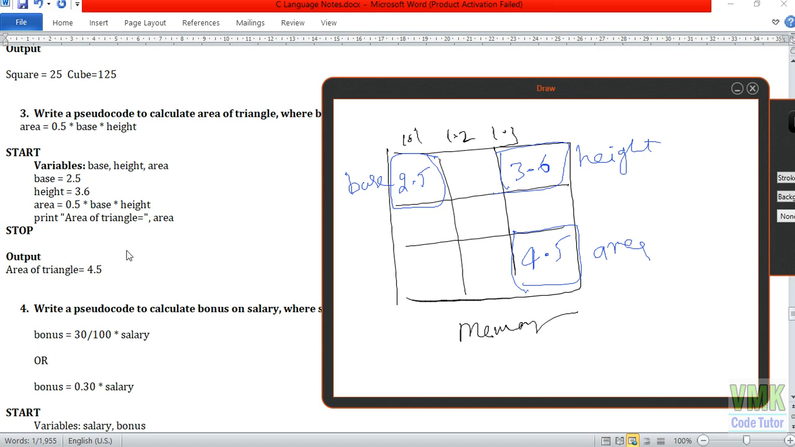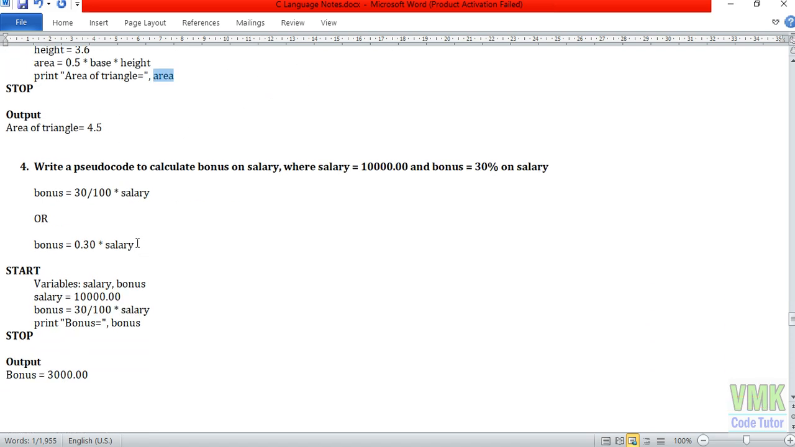Okay, right. Then I am going to explain another one, that is: write a pseudocode to calculate bonus on salary, where salary is equal to 10,000 and bonus is equal to 30% on salary. So if the salary is 10,000 and we have to calculate the bonus as 30% on salary, that means 30% on 10,000. How do you calculate percentages? That is what I would like to explain here.